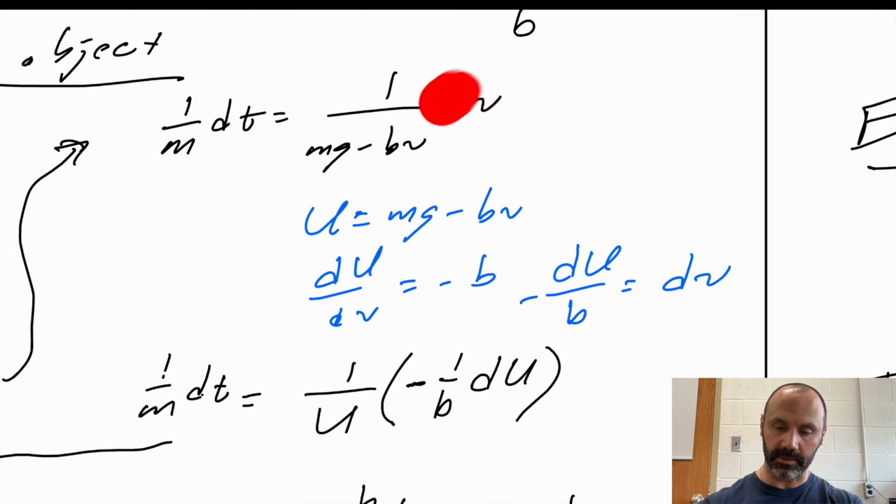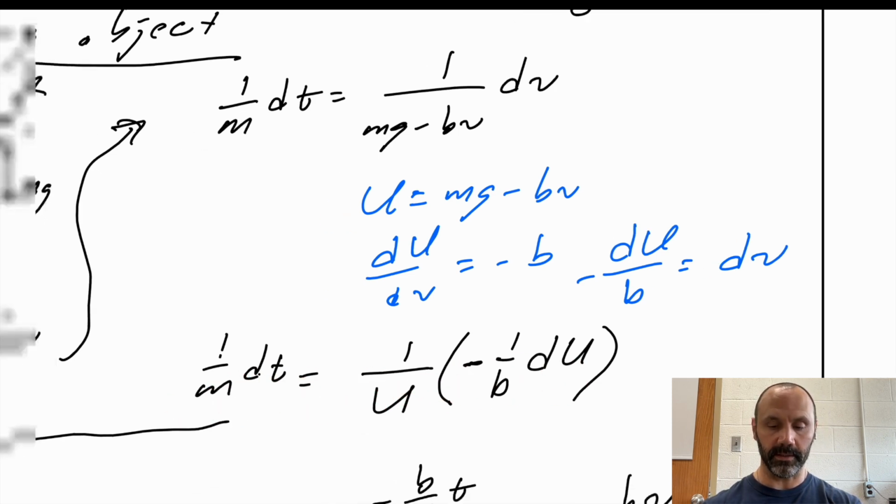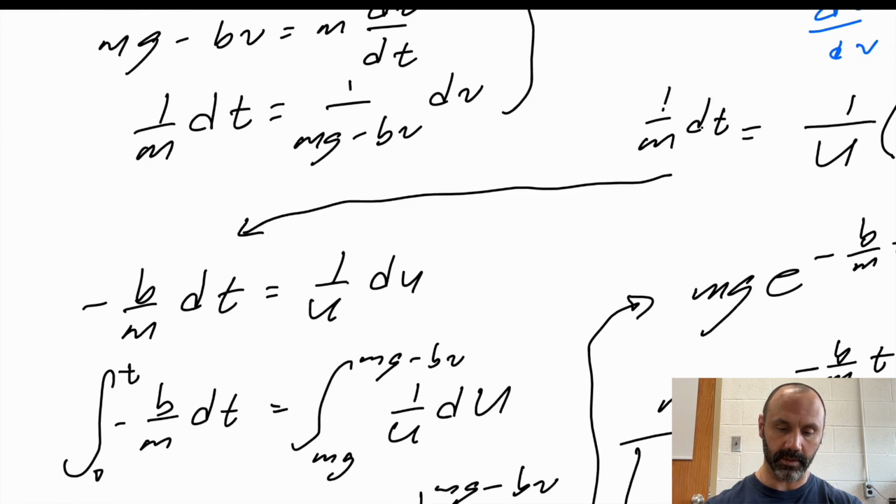I need that because that's what I'm going to substitute. dv turns into this, right? This thing gets substituted in for dv. And then here on the bottom, this is 1 over u. Now I can integrate. And I'm skipping over to this side, moving around a bit. So negative b over m dt.